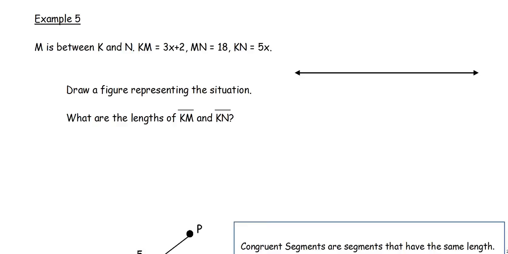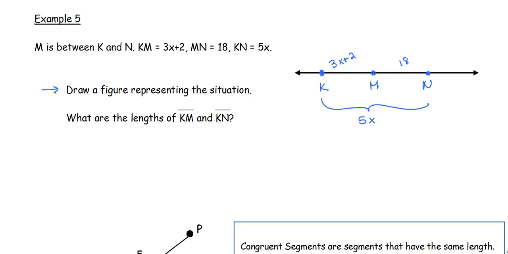We've got example 5. Example 5, M is between K and N. KM is 3x plus 2, MN is 18, and KN is 5x. What I want you to do is press pause, and I want you to draw a figure representing the situation. So I want you to plot your points, label each of your segments. So I want to see if you can get your diagram set up correctly. So again, press pause and go ahead and do that.